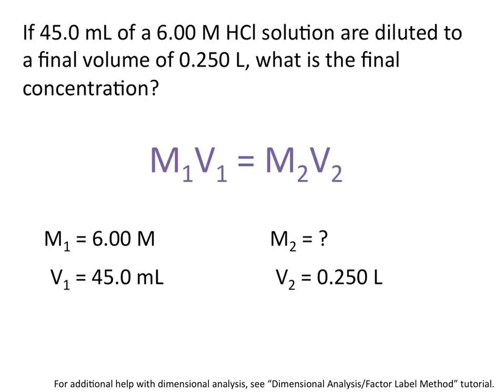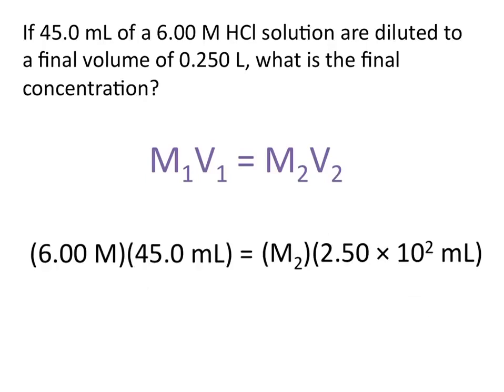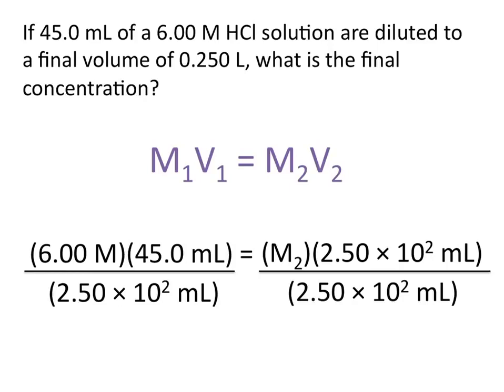So like I said, it doesn't matter if we change milliliters to liters or liters to milliliters, but in this case, I'm going to change volume 2, which is 0.250 liters, to milliliters. And I will use my volume in milliliters to plug into our M1V1 equals M2V2 equation. Now when we divide each side by 2.5 times 10 to the second milliliters, units of milliliters will cancel out, and we'll be left with a concentration in molar. So in this case, the final concentration after we've diluted 45 milliliters of a 6 molar solution to 0.250 liters will be 1.08 molar.